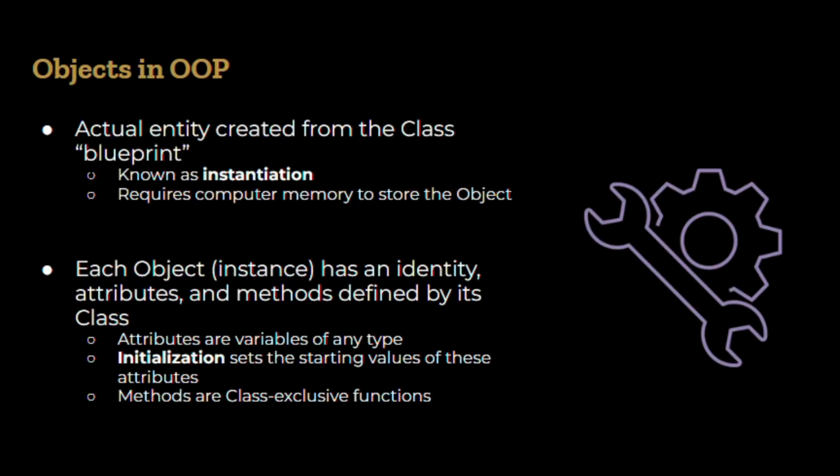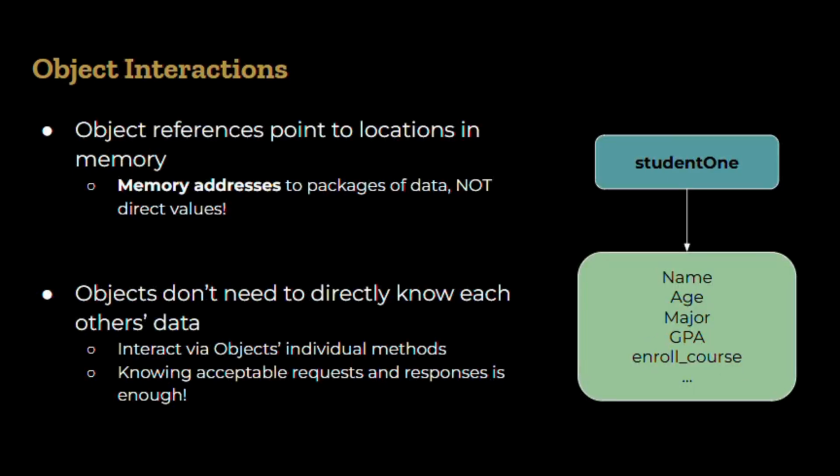Attributes can be variables of any type, including constants and other objects. You typically initialize the values of an object's attributes when you first create it, giving it starting values to work with. Methods are class-exclusive functions that only objects of that class can execute. However, some OOP languages allow exceptions to this rule, which we will discuss later in this video. But first, how do objects interact?